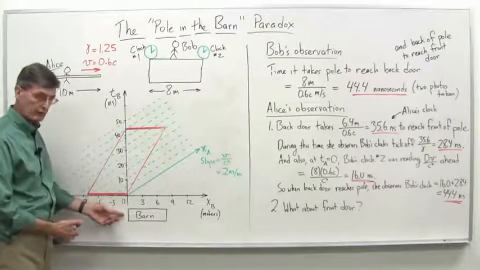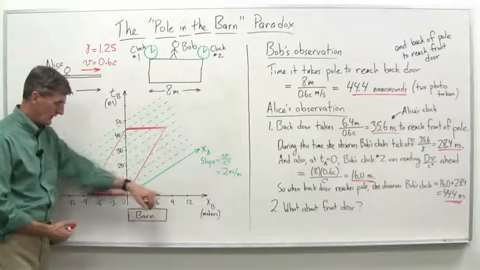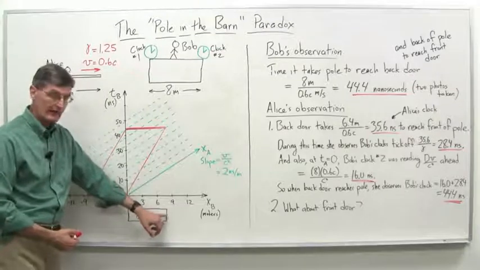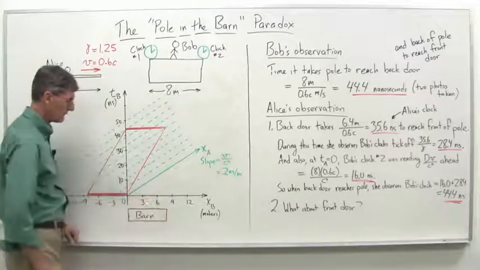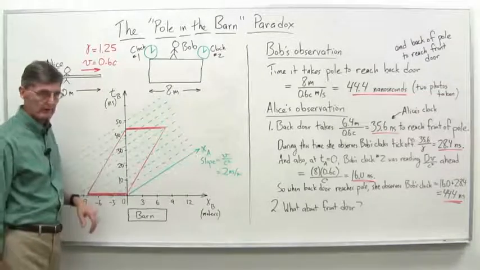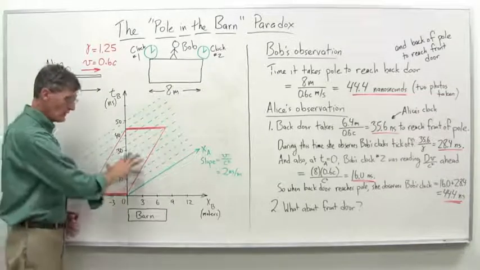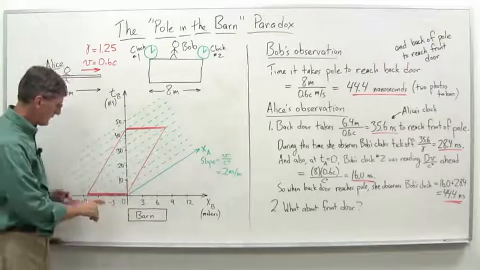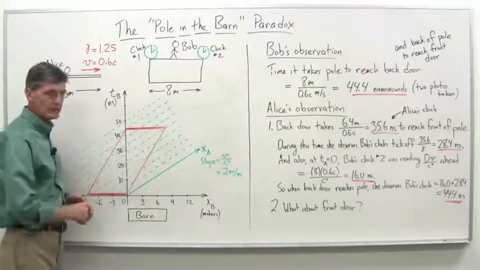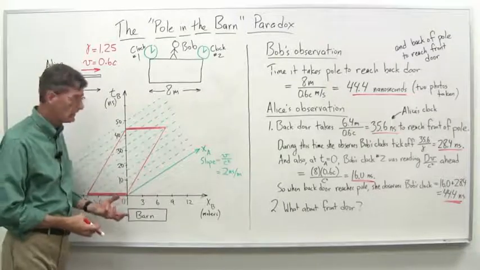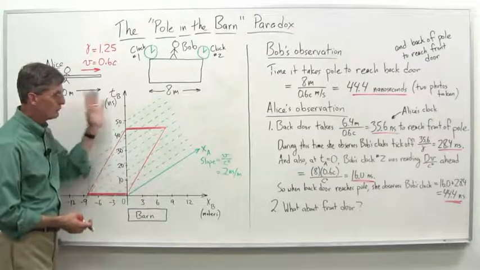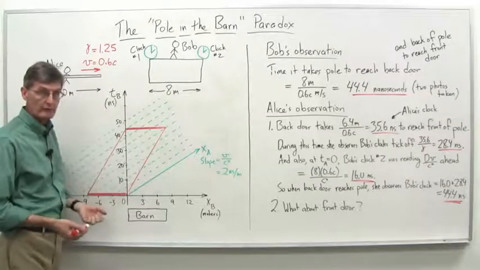Here's where the barn is. We're assuming the barn is at x sub b equals 0 and extends to x sub b equals 8. So that's 8 meters there, pretty close to that. And in nanoseconds, 10, 20, 30, 40 nanoseconds, and so on and so forth. We'll get to the green stuff in a minute, but the red is the space-time path, the world line of Alice's pole as she moves through the barn from Bob's perspective.